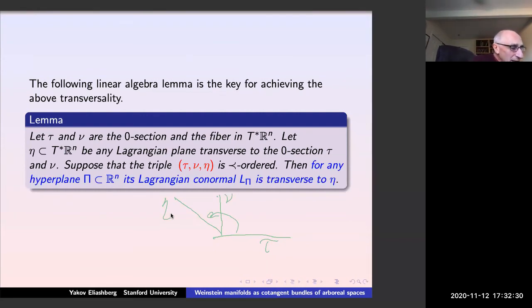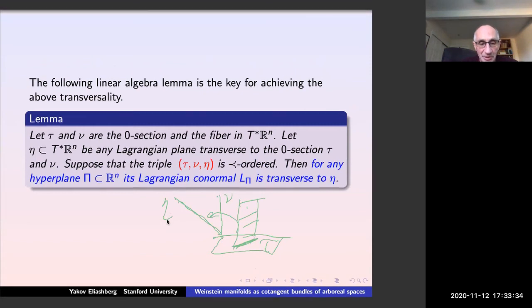Then if you take in τ any hyperplane in the real section and take its conormal, the conormal Lagrangian will be transverse to η. Because it just means that the corresponding quadratic form is positive on the dual vectors to this hyperplane. So positivity implies this property. Therefore, if I knew some positivity of the attached blocks, then when I attach a new one and get transversality to the second block, the double cone will have automatic transversality. That's what I was telling you.